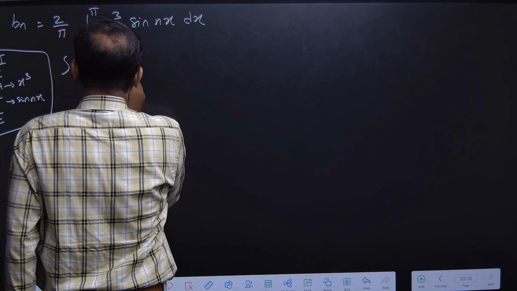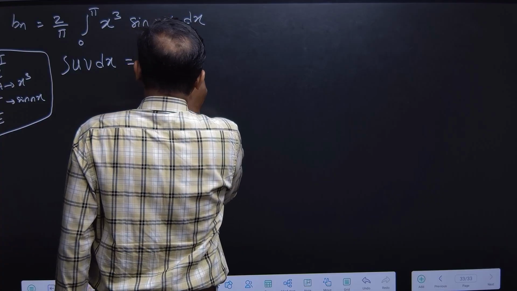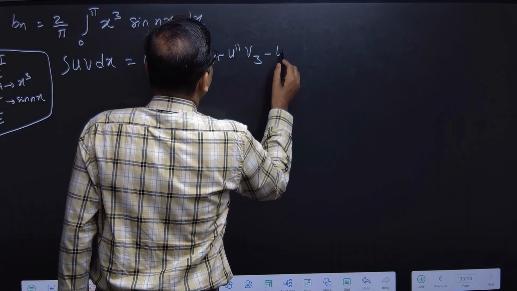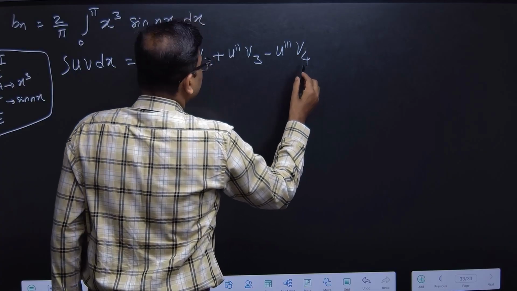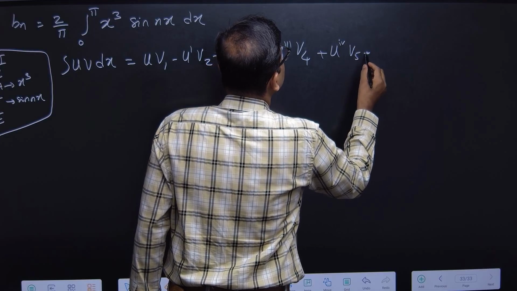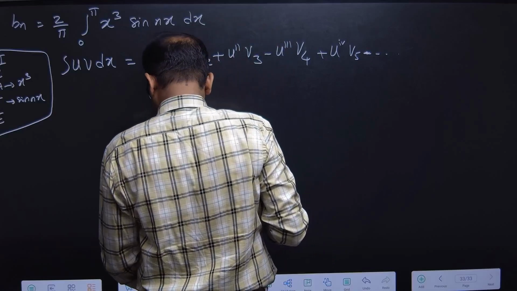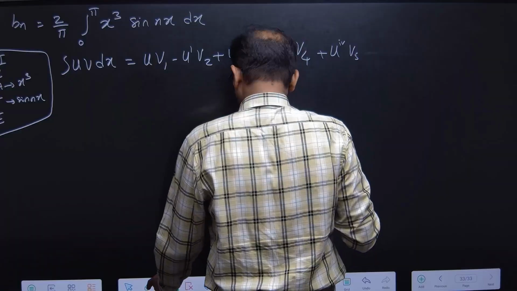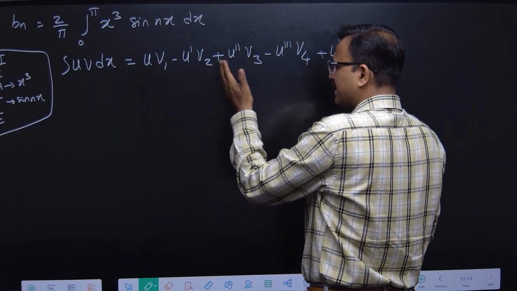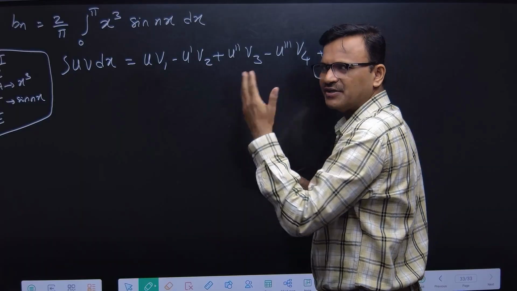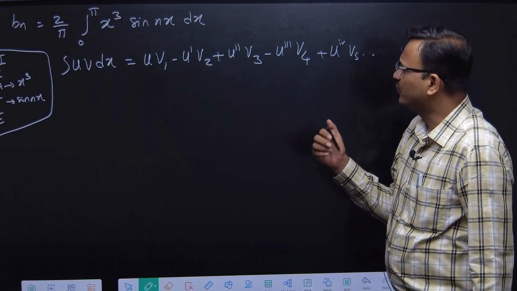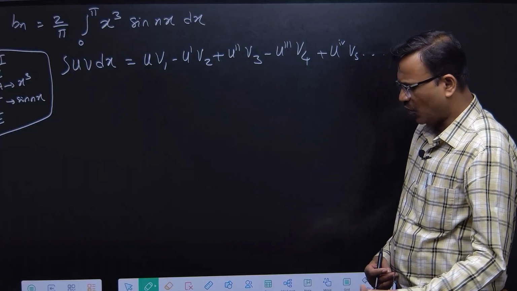The shortcut formula of integration by parts, integration uv dx, is u into v1 minus u dash v2 plus u double dash v3 minus u triple dash v4 plus the fourth order derivative of u into v5 minus and so on. We know in this formula we get alternate plus minus signs. Dash represents derivative. U dash is the derivative of u, u double dash is the derivative of u dash, and so on. Suffix represents integration. V1 is the integration of v, v2 is the integration of v1, and so on.